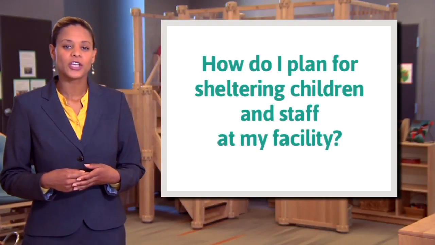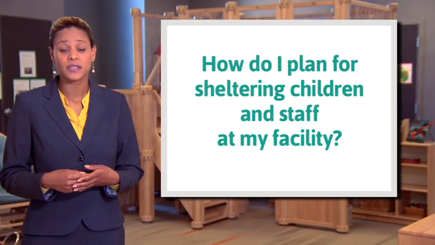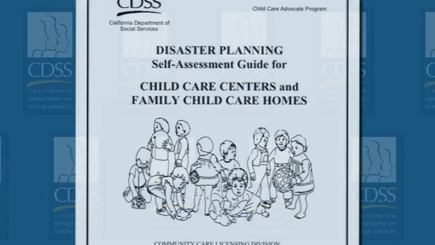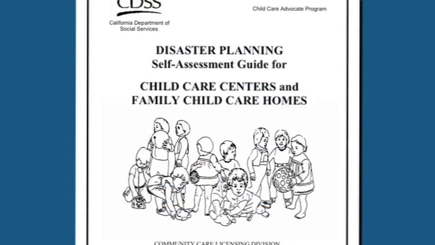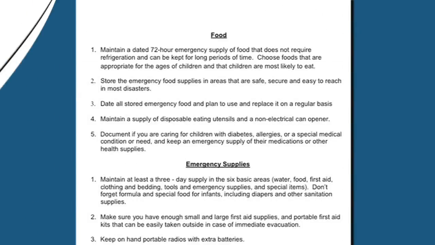How do I plan for sheltering children and staff at my facility? In some emergency situations, it may be safer to stay put than to leave. On screen briefly, the CDSS Disaster Planning Self-Assessment Guide for Child Care Centers and Family Child Care Homes. To be prepared to shelter children and staff at the facility, you should have enough food and water to meet everyone's needs for at least 72 hours.